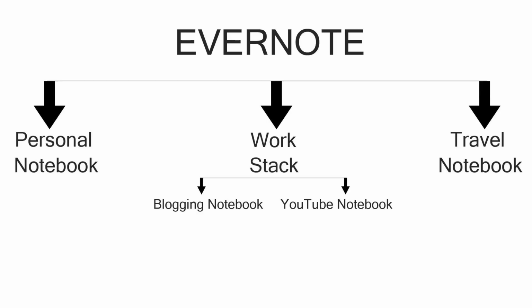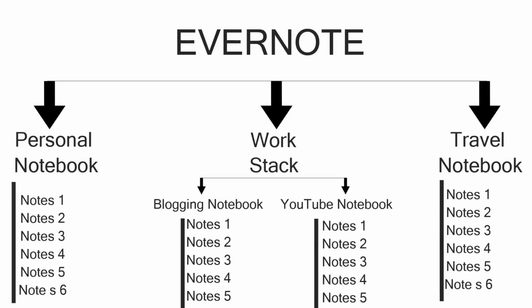And then inside these notebooks, you add notes. A note can be a text note, voice note, PDF file, picture, scanned copy or a mixture of all of that. So in a nutshell, Evernote follows a two-level tree structure. And as you can see, things are already very well organized in it. But there is one more thing called tags.